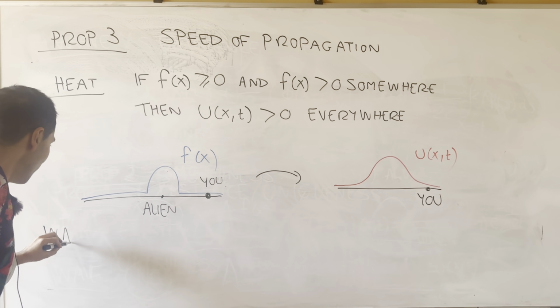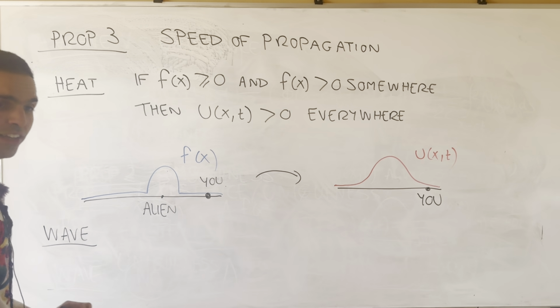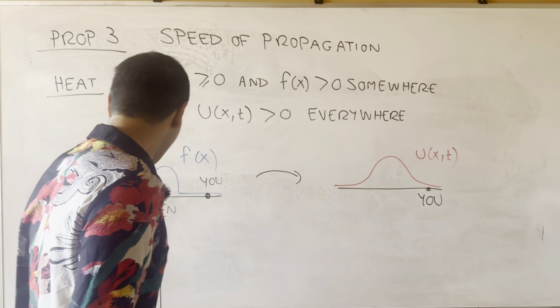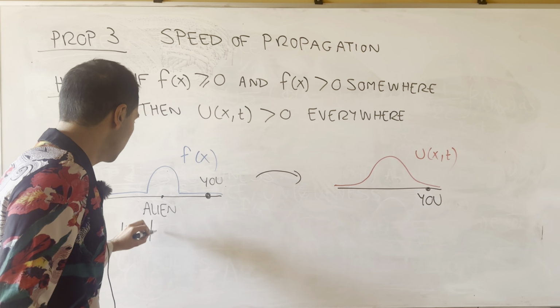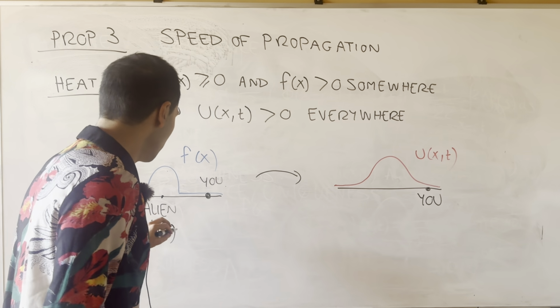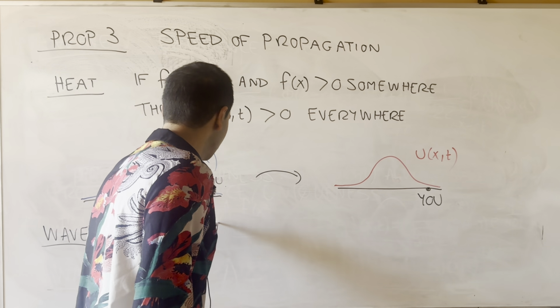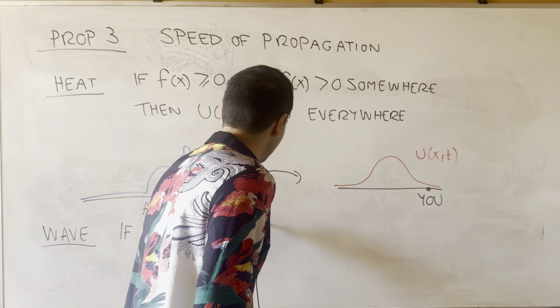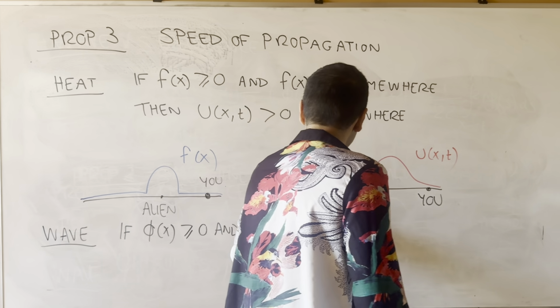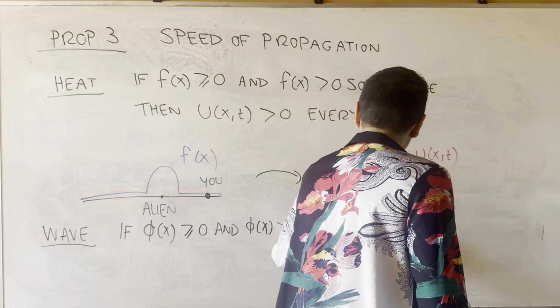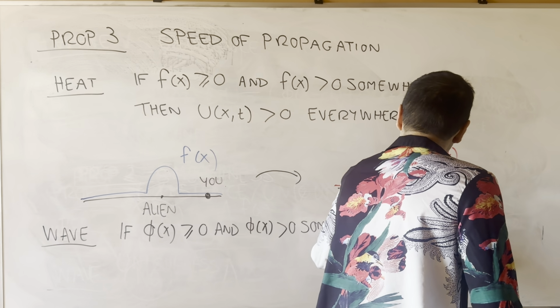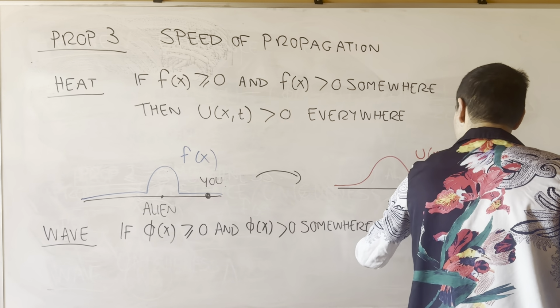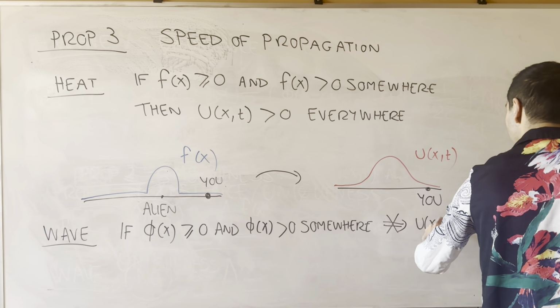But for the wave equation, that is very different. In other words, if, for instance, phi(x) is greater or equal to 0 and phi(x) is positive somewhere, this does not imply that u is positive everywhere.